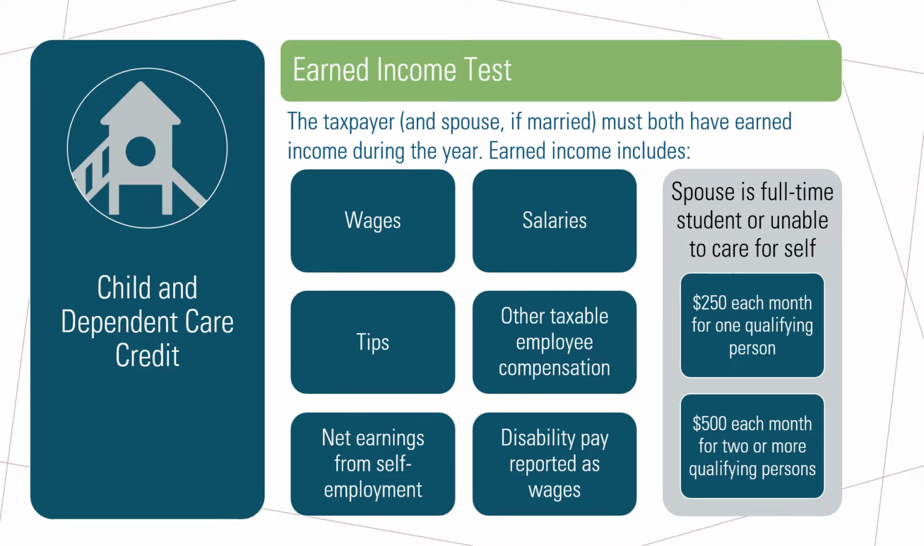So then we move into the earned income test. In this case, the taxpayer and the spouse, if they are married, must both have earned income during the year. For the purposes of this credit, earned income includes wages, tips, salaries, other taxable employee compensation, net earnings from self-employment, and disability pay reported as wages. If the spouse is a full-time student or if they are unable to care for themselves, then $250 each month for one qualifying person can be allocated as income for that spouse. Or if there are two or more qualifying persons, that amount allocated as earned income would be $500 each month.